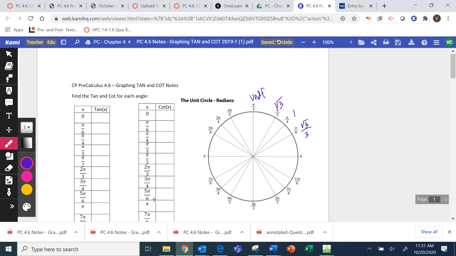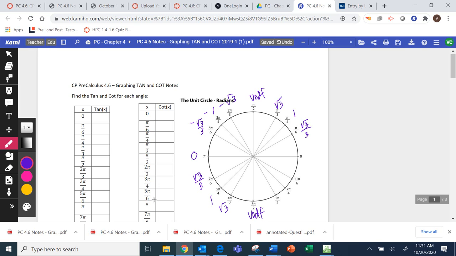All right, and then in this quadrant, it becomes negative. So negative radical 3, negative 1, negative square root of 3 over 3, and then 0. And then in this quadrant, it becomes positive: square root 3 over 3, positive 1, positive square root 3, and then undefined.